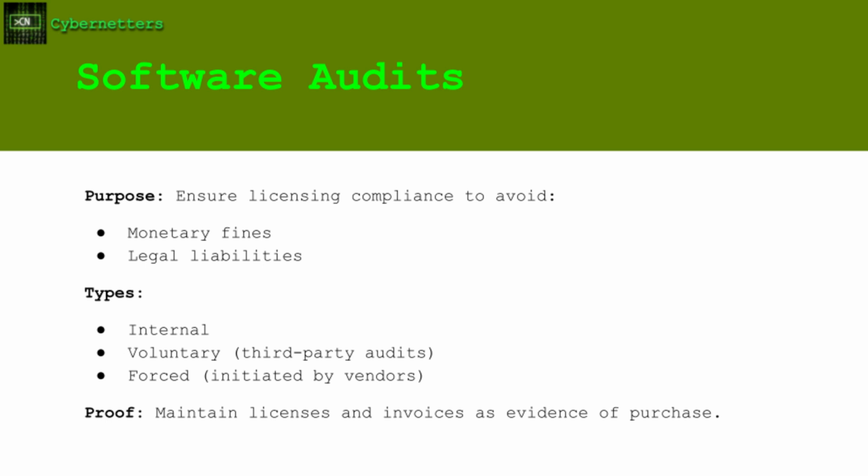So, what's the key to passing an audit? Keep good records. Always have your licenses and invoices ready as proof of purchase. It's like keeping your receipts handy during tax season, just in case. Think of an audit like a surprise visit from a landlord. If everything's in order, no problem. But if they find something out of place, like unauthorized changes, it can lead to big trouble.